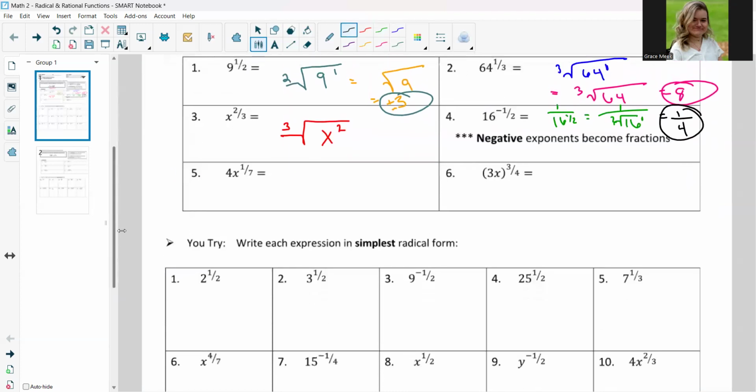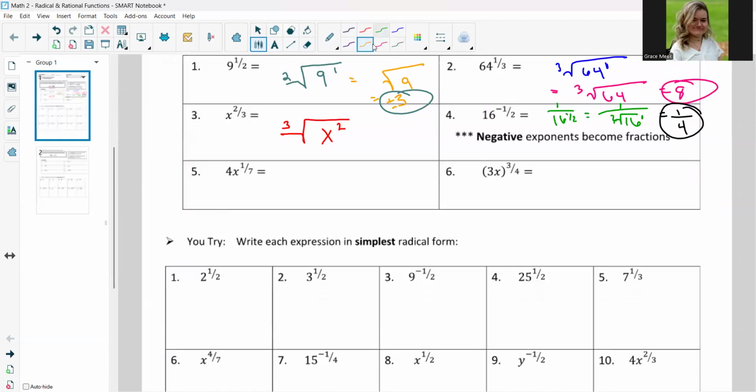Now, when you're looking at problem number 5, it's a little bit different, but still the same idea. It should be noted, guys, that the 1/7 is only on the x, it's not on the 4. So that stays the same. Then I'm going to write my radical just with the x. I'm going to have x to the first power because that's my numerator. The number on the shelf would be 7. So if I were to simplify this, it would be 4 times the 7th root of x. Hold on, let me say that one more time. We're going to have 4 times the 7th root of x, and that's it.